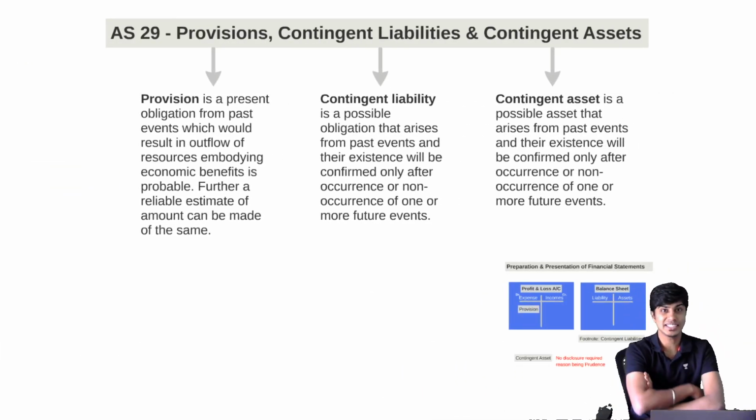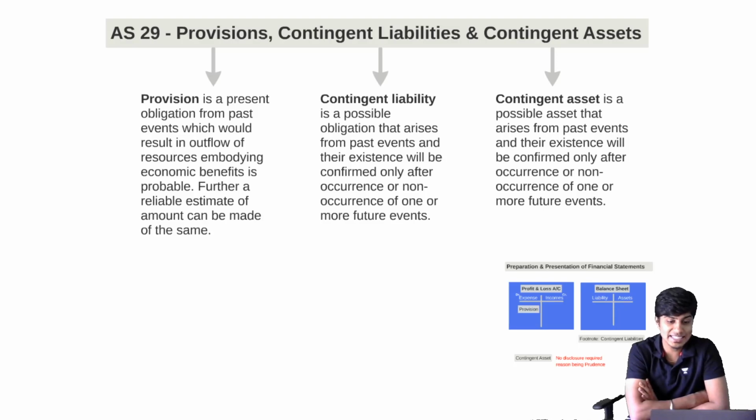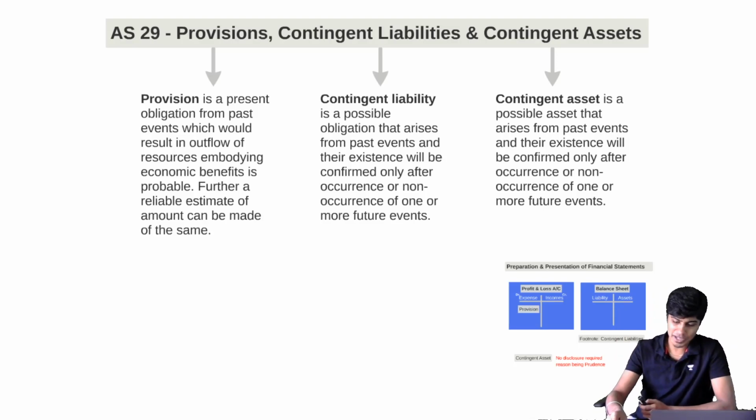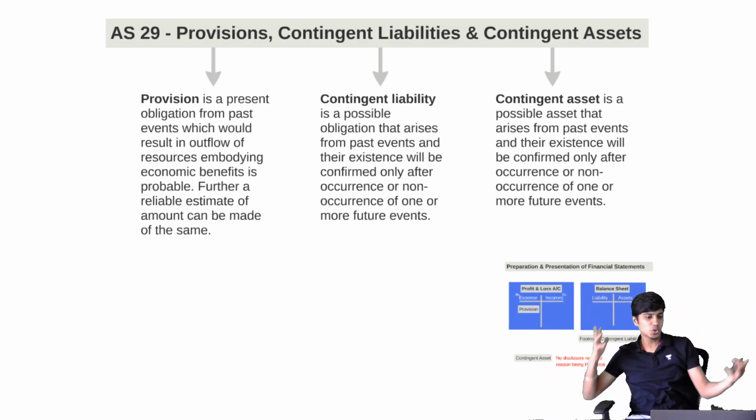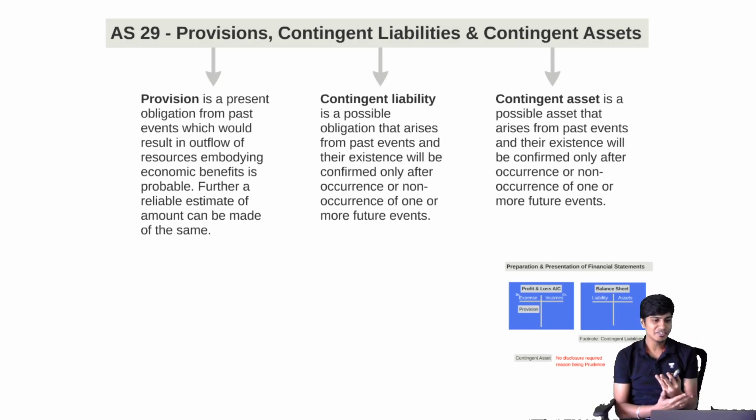That leaves us with the last standard, that is provisions, contingent liabilities and contingent assets. The definition of provision is a present obligation from a past event which would result in outflow of resources embodying economic benefits, which is probable, and a reliable estimate can be made of the same. That is the definition of provision.